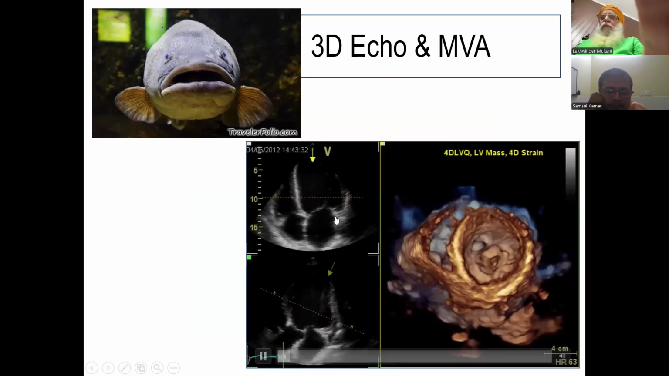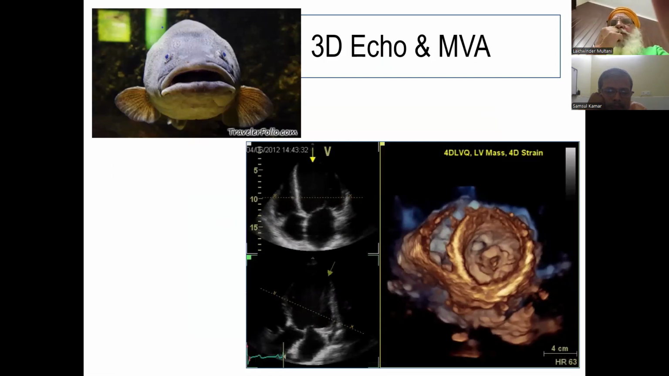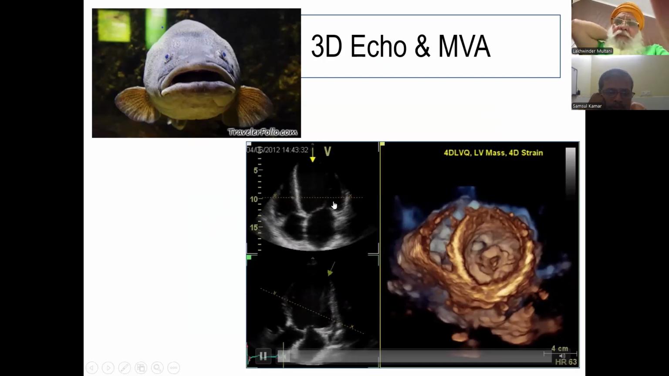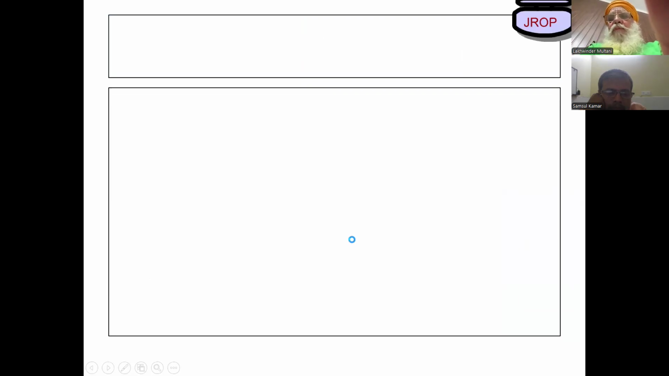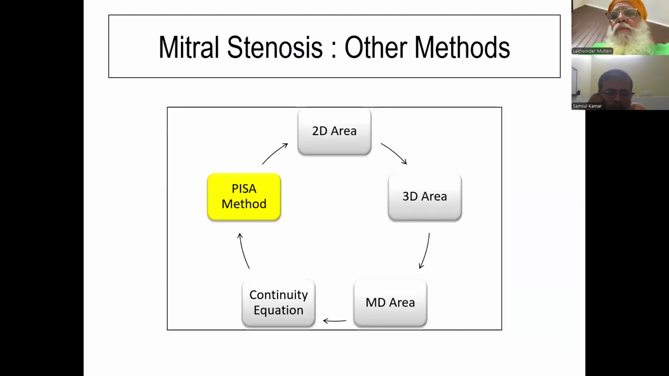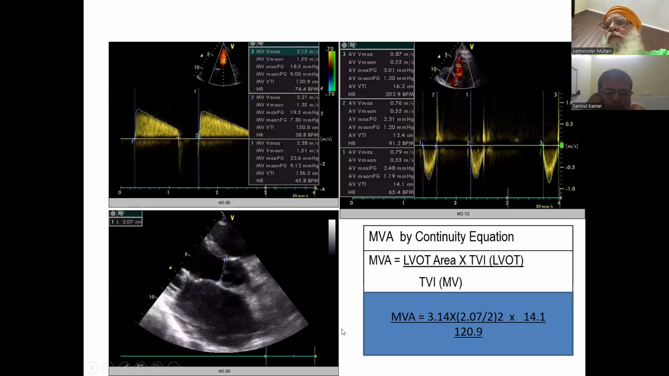That gives us a diameter. Diameter divided by 2 will give us radius. Pi r square will give us an area. So if I can calculate this area into VTI, I'll see how much is the stroke volume at mitral valve and how much is the stroke volume at LVOT. In mitral stenosis, I need to calculate the area. So I'll not be using annulus. I'll be using only mitral valve VTI, which is seen by continuous wave Doppler across the mitral valve. So the equation remains the same. LVOT area into LVOT VTI divided by mitral valve VTI will give you mitral valve area. Is that clear, Humayr? Yes, sir.